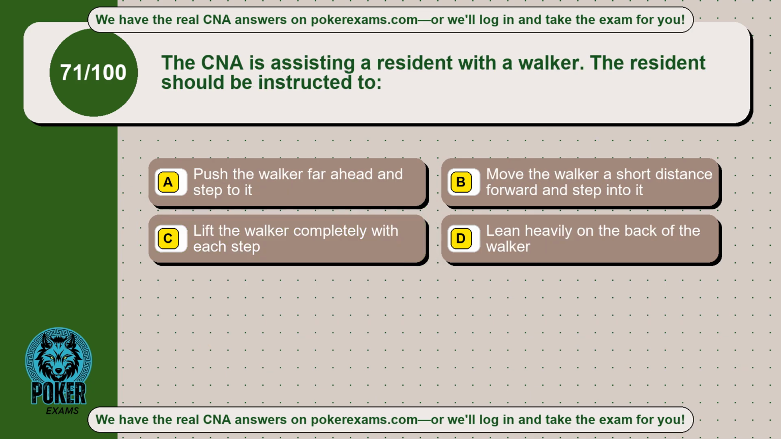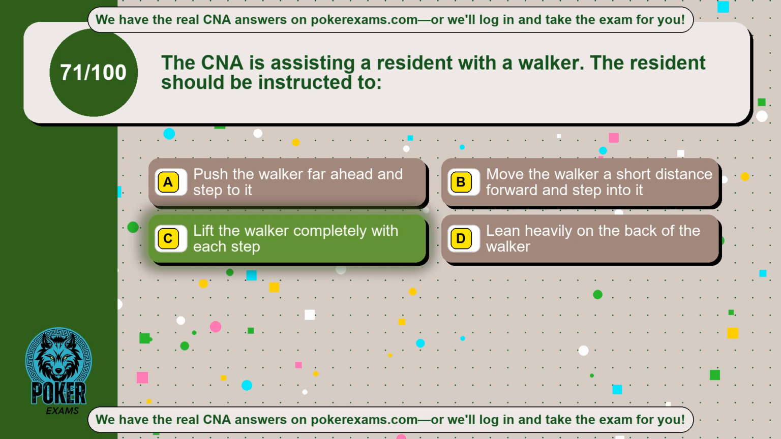Question 71. The CNA is assisting a resident with a walker. The resident should be instructed to: Option A, push the walker far ahead and step to it. Option B, move the walker a short distance forward and step into it. Option C, lift the walker completely with each step. Option D, lean heavily on the back of the walker. The correct answer is option C, lift the walker completely with each step.